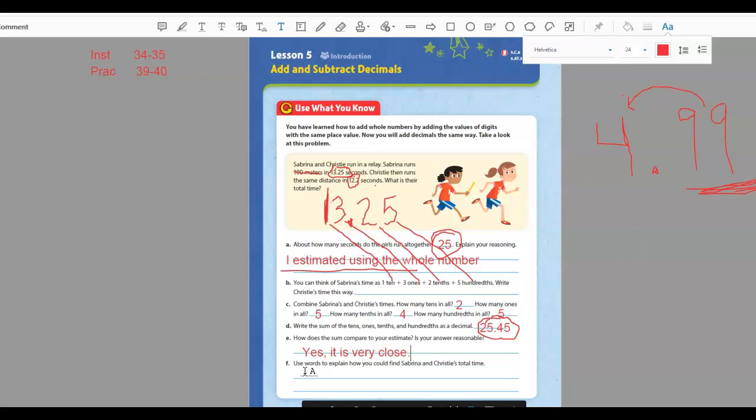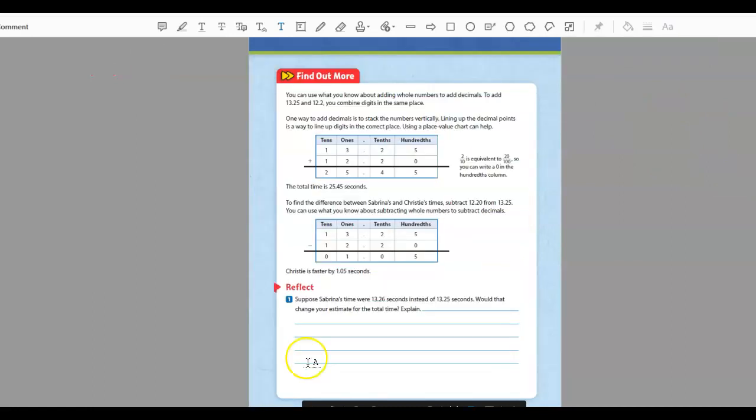Use words to explain how you could find Sabrina and Christy's total times. Let's just skip that one. We already know how we did that. Okay, next page. I'm going to find out just a little bit more. It's going to stretch your mind just a little bit more.